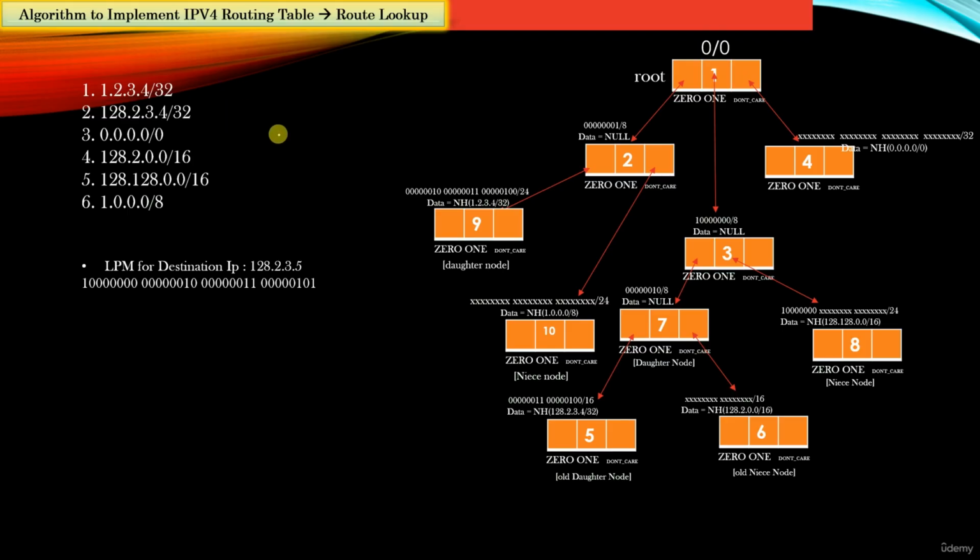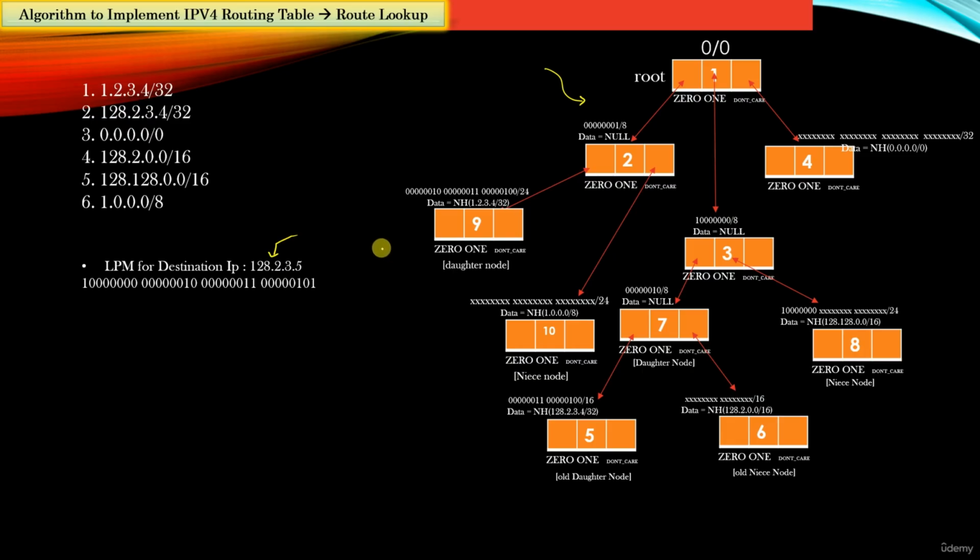So guys, now let us take an example. Let the router fetch an IP address from the IP header of the incoming packet, and let the IP address be 128.2.3.5. Our objective is to look up into this mtry data structure in order to find the route as per the longest prefix match principle.